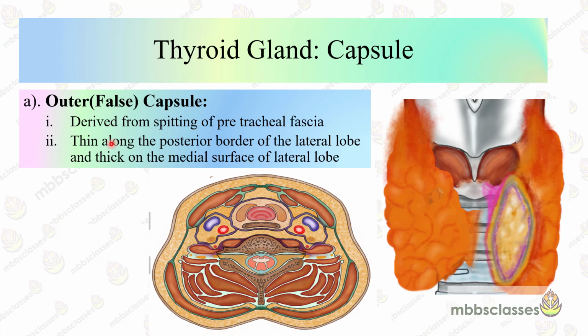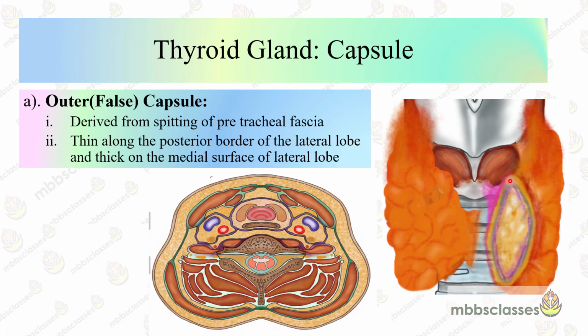So the outer capsule is derived from the splitting of the pretracheal fascia. So this is the trachea, and this is the thyroid gland. So here is the location of the pretracheal fascia. This thyroid gland is encapsulated by the splitting of the pretracheal fascia, and this outer thyroid capsule is thin along the posterior border of the lateral lobe. So this is the lateral lobe, this is the posterior border, and it is thick on the medial surface of the lateral lobe. So if you see, this is the outer surface of the thyroid gland.